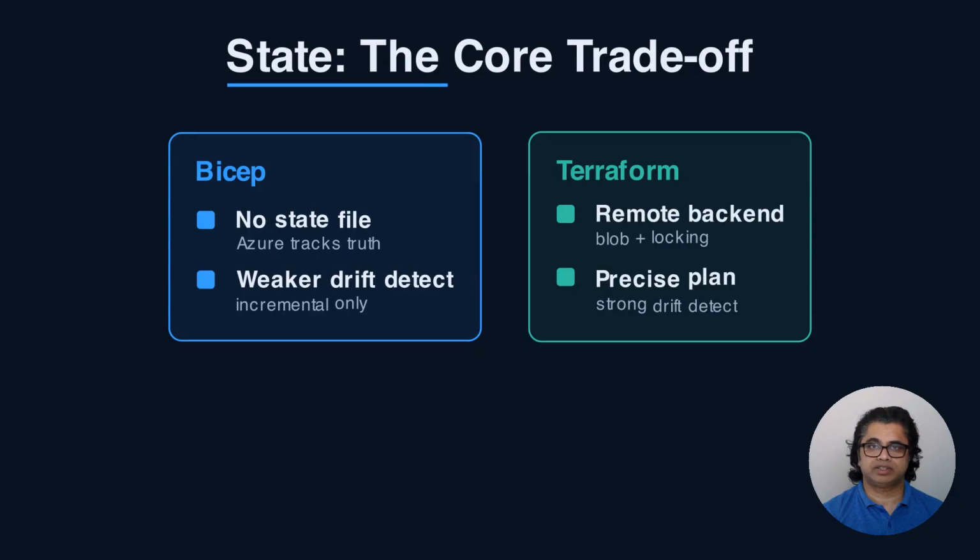This is where architects argue most. With Bicep, Azure is the state. There's nothing to store, lock, or back up, and you can never have a stale state file. The downside is you only get incremental deployments and weaker drift detection out of the box. Terraform State gives you a precise plan, a real preview of changes, and rich drift detection, but you now own that file. You need a remote backend like an Azure storage account with blob locking. You must secure it because it can contain secrets, and concurrent runs need locking or they corrupt it.